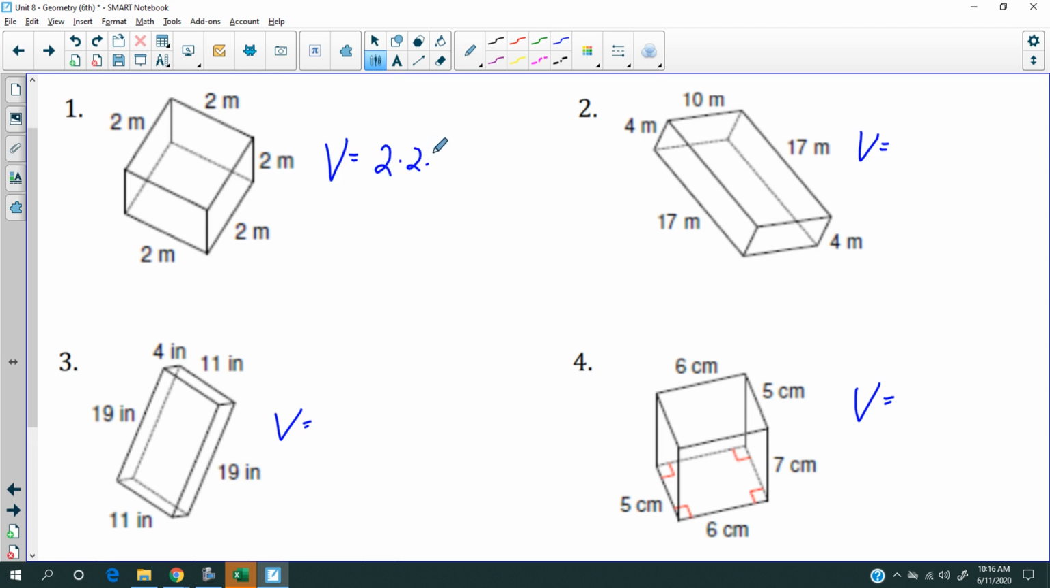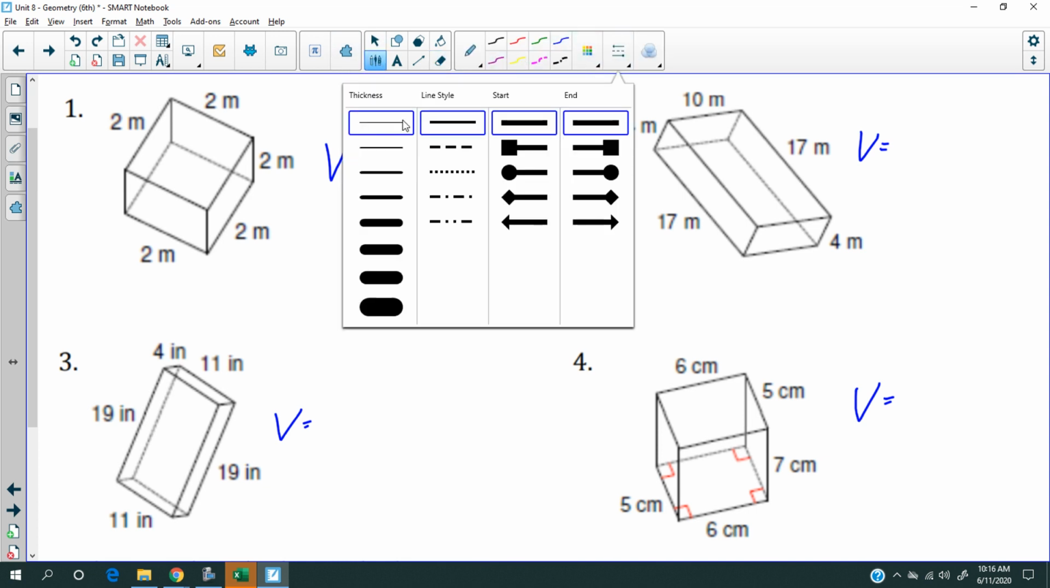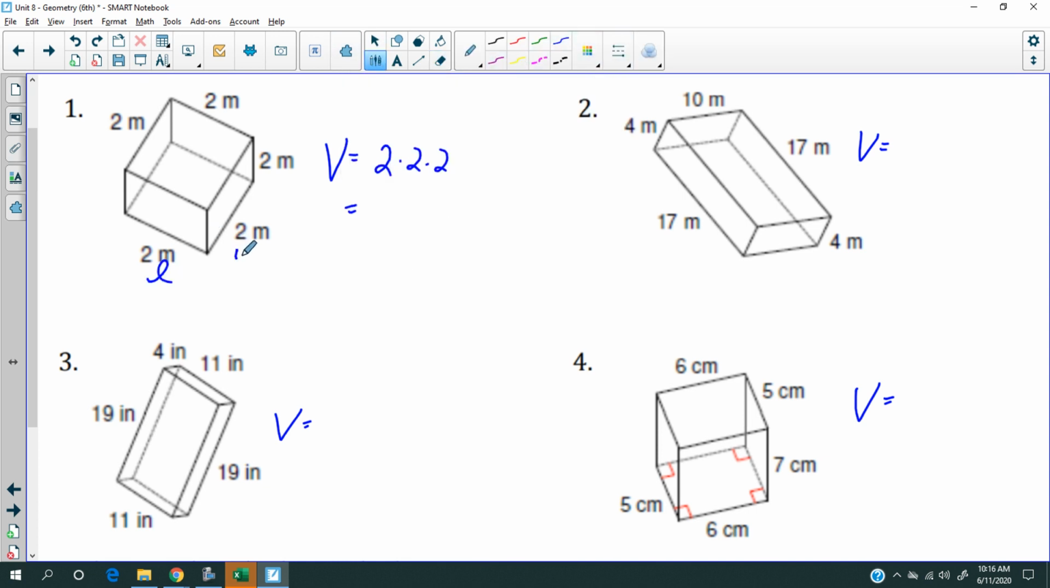So I'm just gonna do this. Please don't do that, that's not what I said. It's just length times width times height. So here I'm gonna label it again: length, width, height. You don't need these numbers, they're superfluous. So 2 times 2 times 2, that's 8. 8 meter. Oh no, no, no.